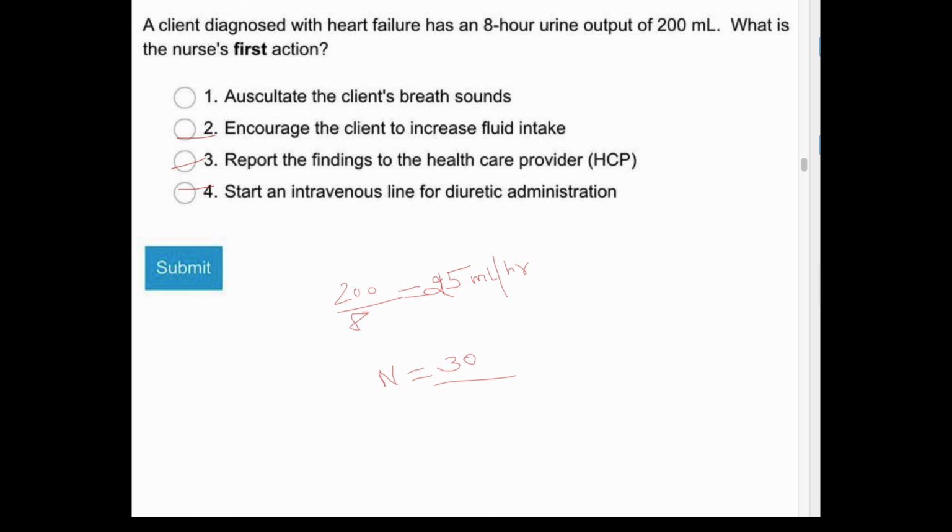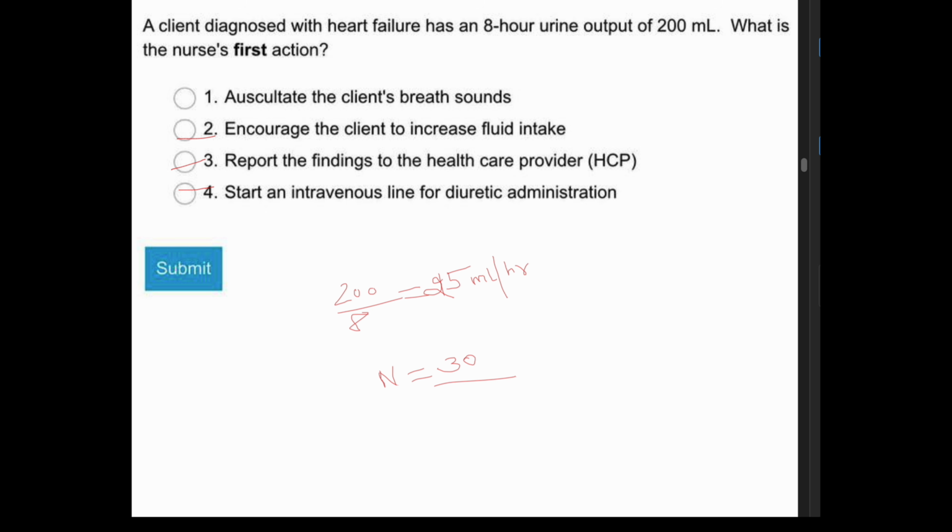Remember, heart failure plus low urine output can mean the patient's cardiac output is very poor, like the patient's heart is not pumping enough blood, and that's why the fluid is backing up into the lungs and the patient has crackles. Less blood is reaching the kidneys, and the kidneys have a low urine output, and that's why the patient is making a small amount of urine.